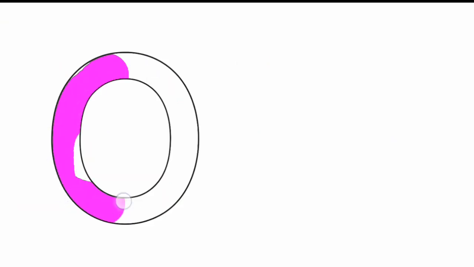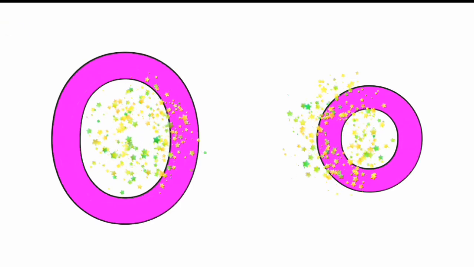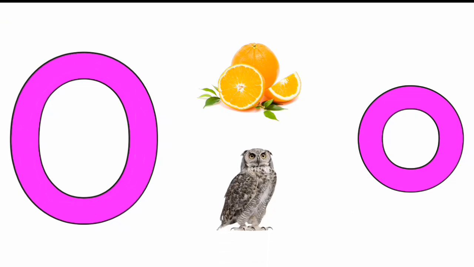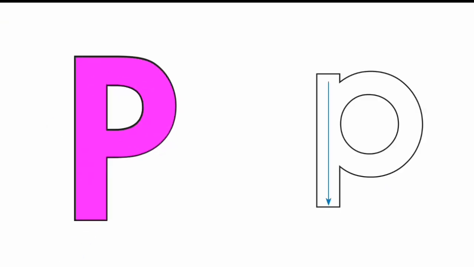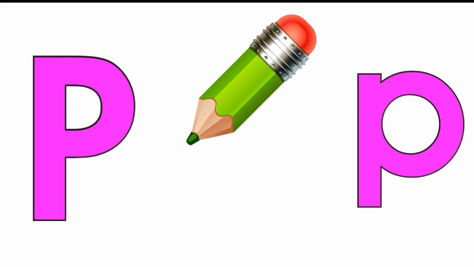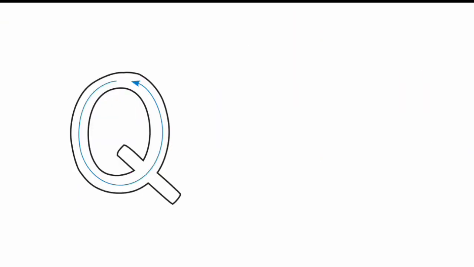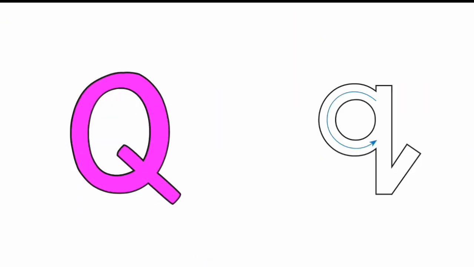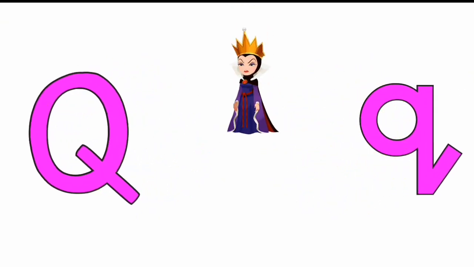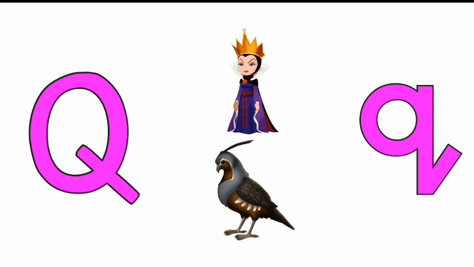O. O for orange. O for owl. P. P for pencil. P for parrot. Q. Q for queen. Q for quail.